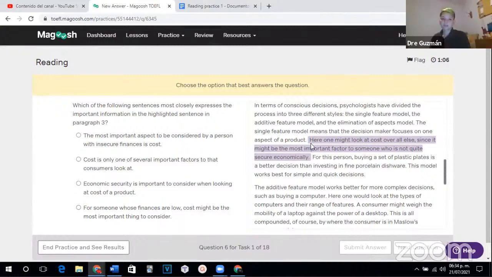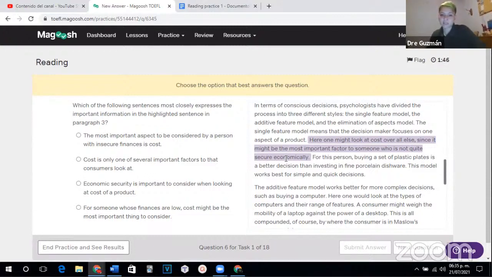Which one do you think it is? I don't know if it's the first one or the last one. Yeah, they're very similar. They're gonna play around with little details. They have a little tiny part that could be incorrect, or a little tiny part that varies from this information. So that's the trick. So let's read the original sentence, which is: here one might look at cost over all else, since it may be the most important factor to someone who is not quite secure economically.